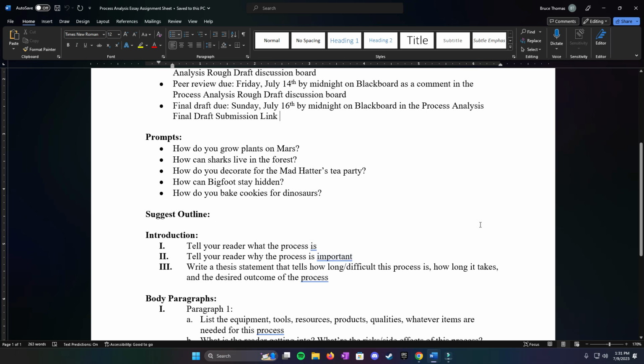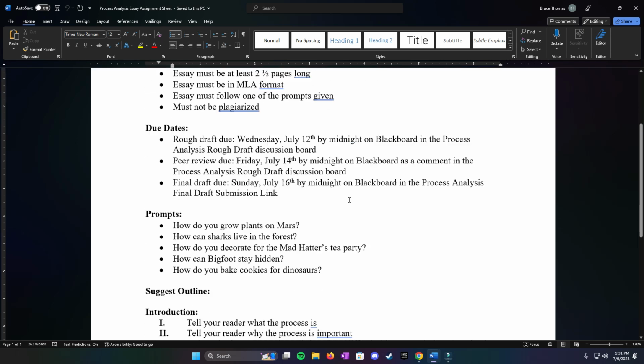How do you grow plants on Mars? How can sharks live in the forest? How do you decorate for the Mad Hatter's Tea Party? How can Bigfoot stay hidden? How do you bake cookies for dinosaurs? So those are my questions that I'm posing to you. Tell me how to do one of these, or how one of them works. Yeah, those are your prompts.